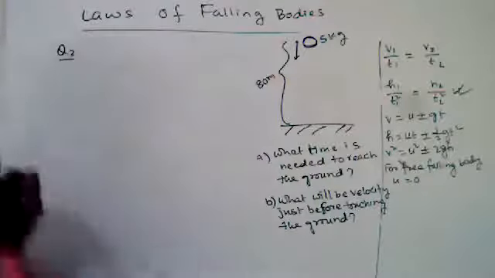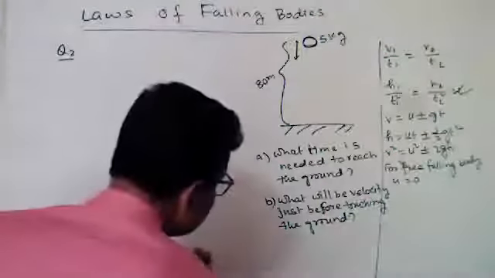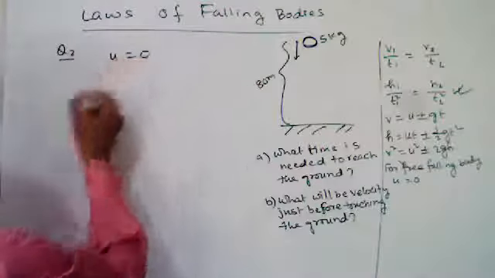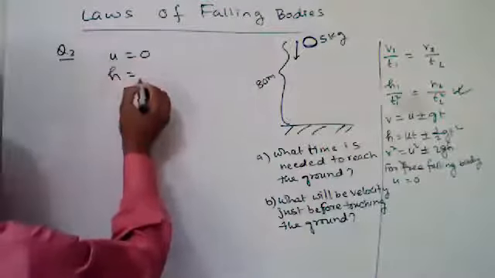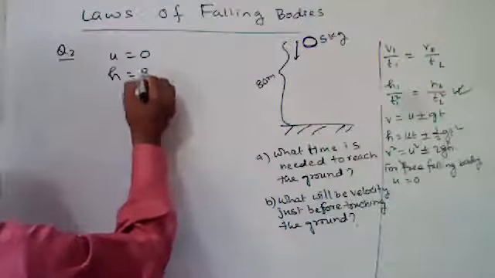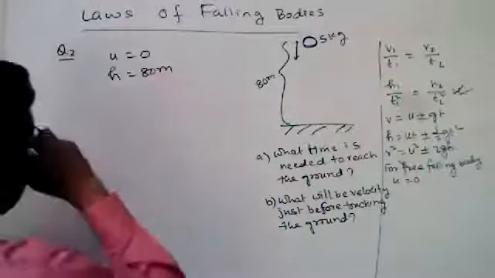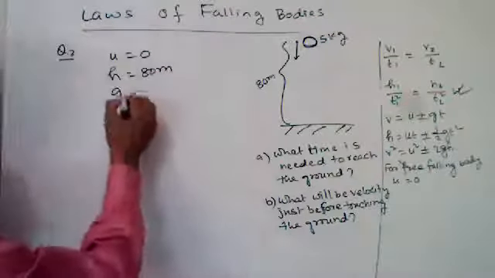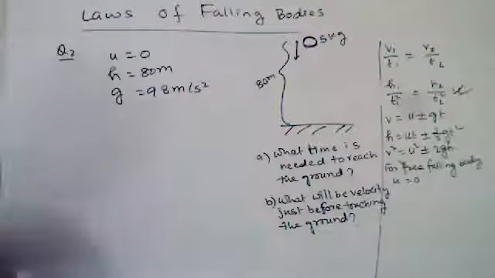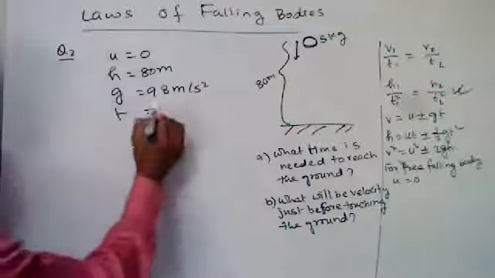Okay, come on. What time is needed to reach the ground? For this, we know u equals 0, h equals 80 meters, and g equals 9.8 meters per second squared. And time equals what?